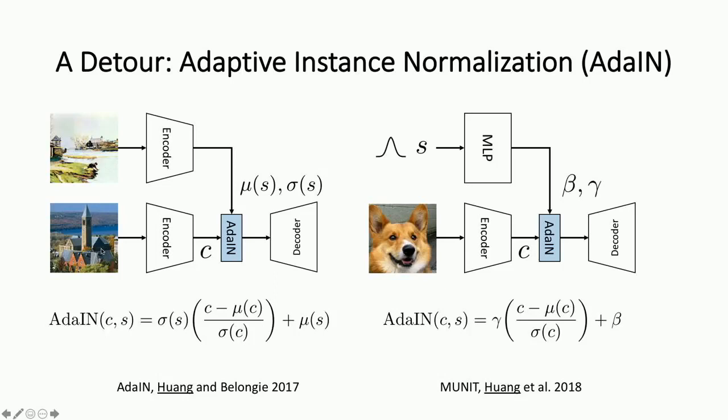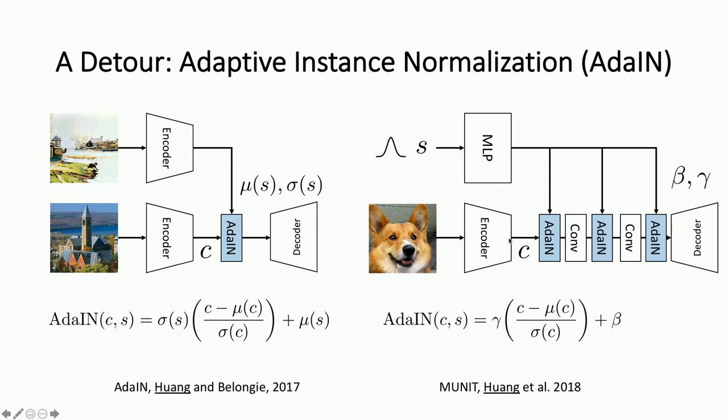But here, we don't have a style image. We have a style code, which is a random vector. So instead of computing mean and standard deviation among spatial locations, we simply use a multi-layer perceptron to generate the new mean and standard deviation for the content image using the style code. The difference is that instead of computing the new mean and standard deviation from some style features, here they are generated by a neural network from the style code.